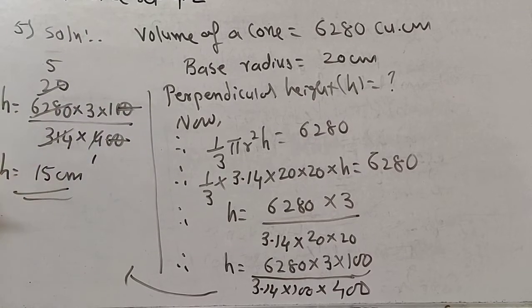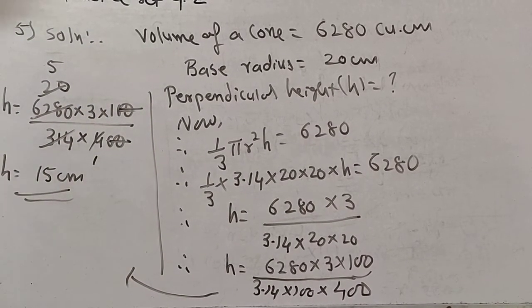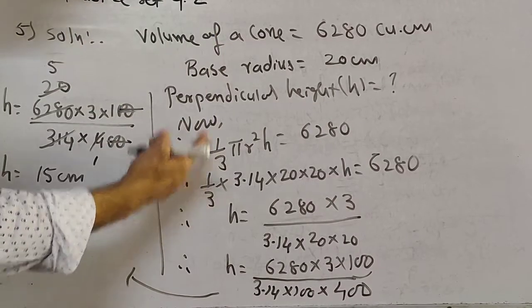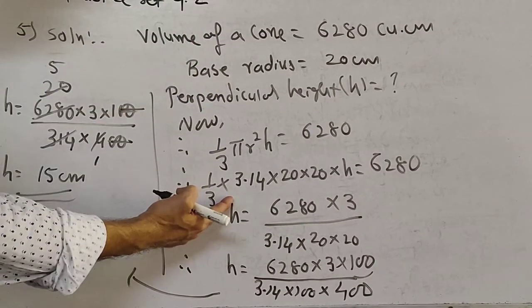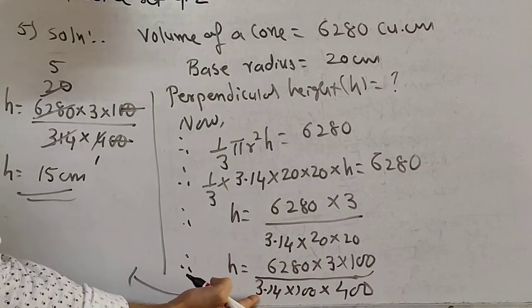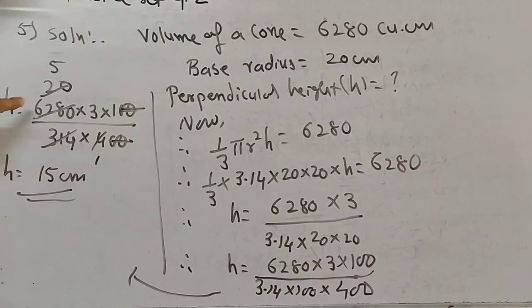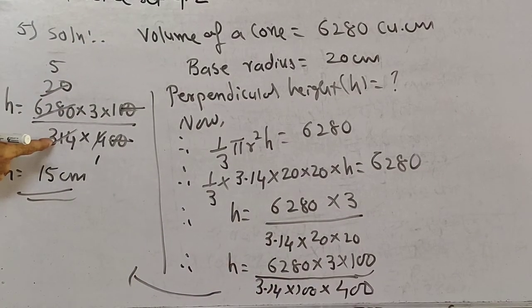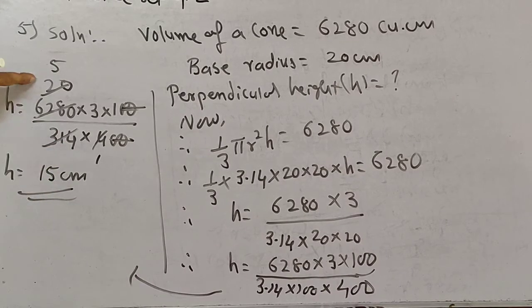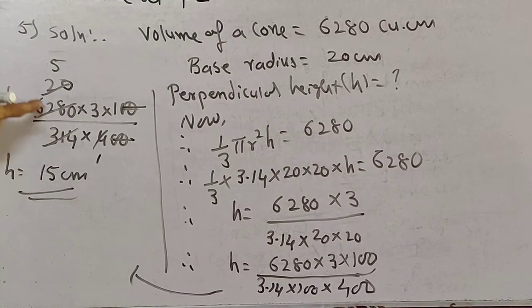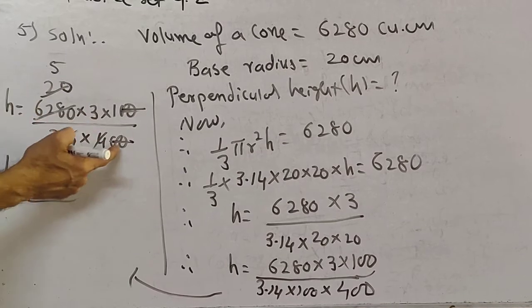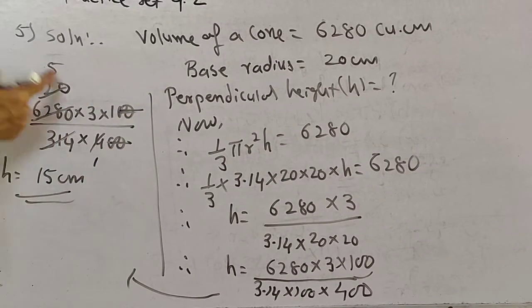Okay, after getting the answer, you have to write the last statement. The last statement is compulsory. So you have to use the formula of volume only. See, very easy formula, and just remove the decimal point. After removing the decimal point, divide by 314. 314 2s are 628, meaning 20. 00 cancel. 4 5s are 20. 5 3s are 15.